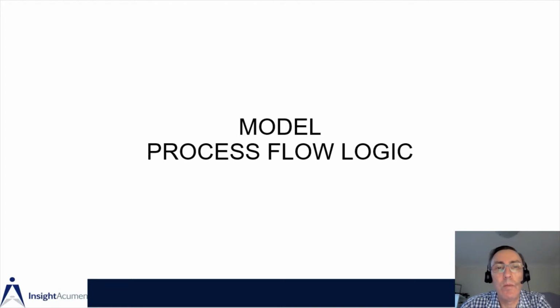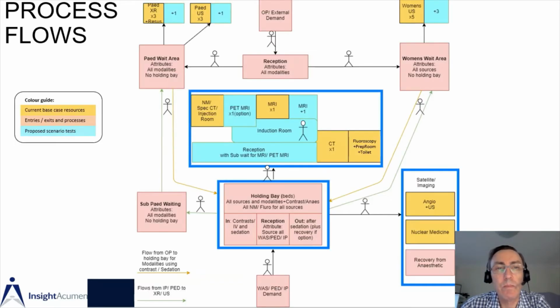Now we'll look at the imaging system process flow logic. The key parts of the process flows were mapped, and color coding was as follows. The orange represents current base case resources. The pink represents entries, exits, and processes, and the blue proposed scenario tests.